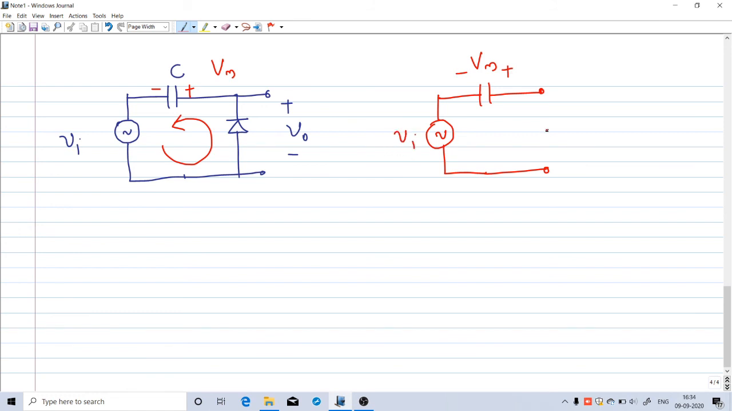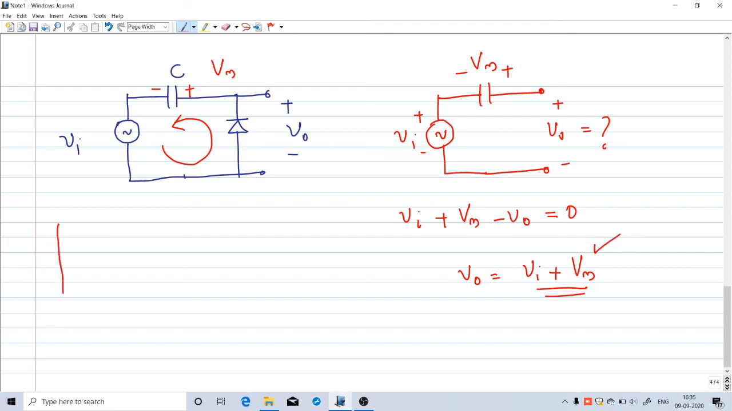This is Va. So what is the output? Apply KVL here. It is minus to plus, so it is Vi. This is also minus to plus, so it is plus Vm, potential rise. This is plus to minus Vo, so minus Vo equal to 0. So our Vo is Vi plus Vm. So there is a positive clamping by an amount Vm.